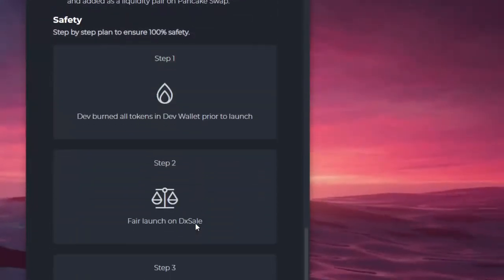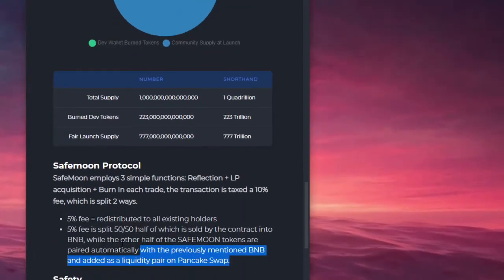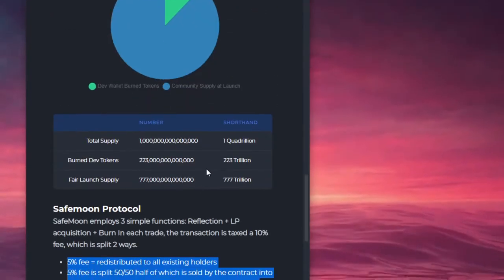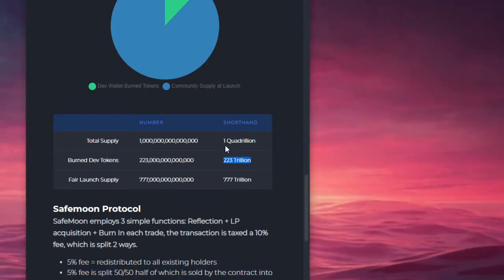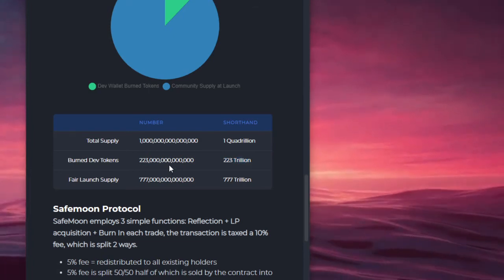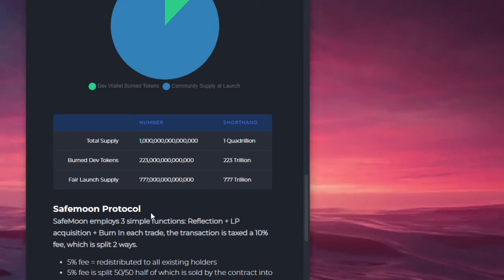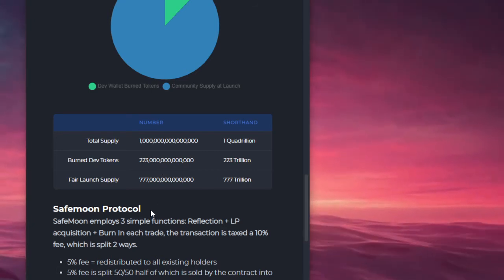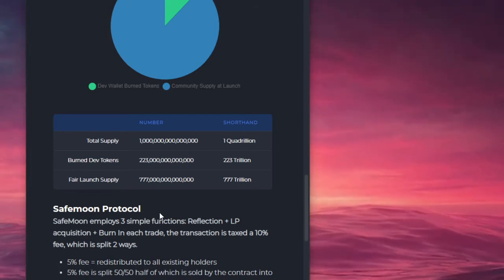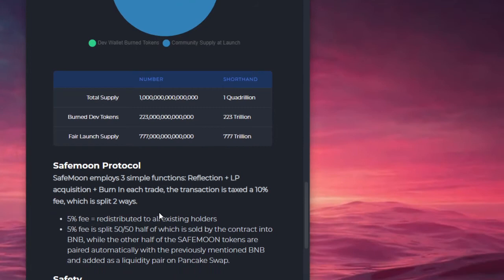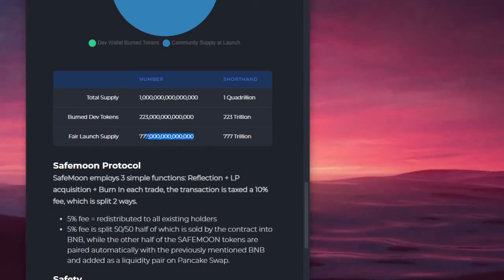Now, they mentioned burning, right? So the question is, how do they burn if it's not there in the transactional tax? What happens is they took 223 trillion tokens out of the 1 quadrillion, around 22.3% of the total supply, and they burned it. What that means is they sent it to a dead address, an address which is impossible to own, and that basically means those tokens are not in the circulating supply. So the new circulating supply is closer to 777 trillion, right?